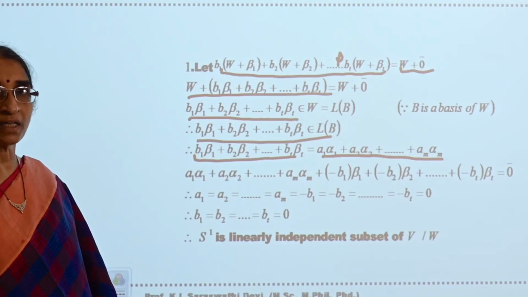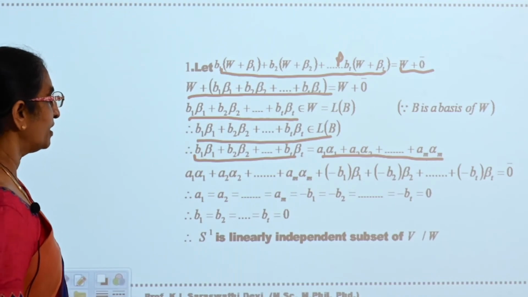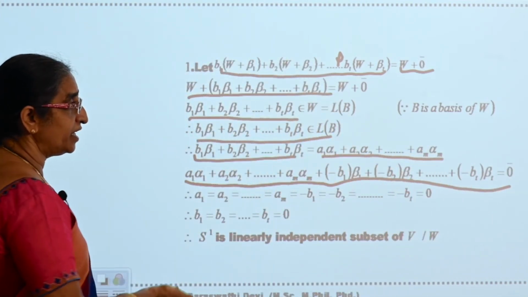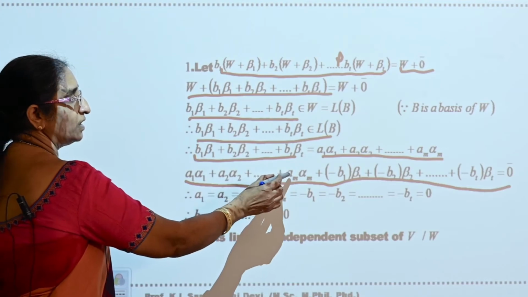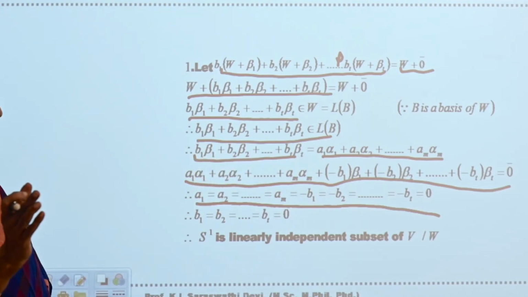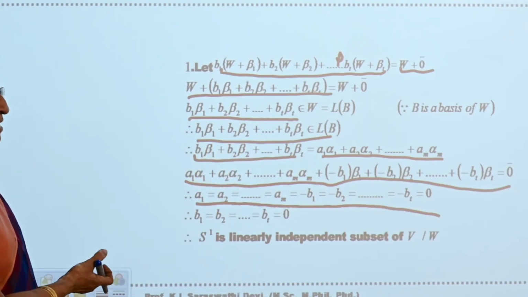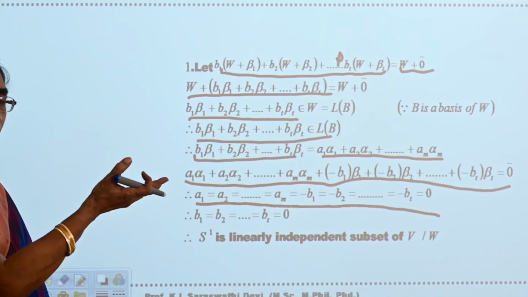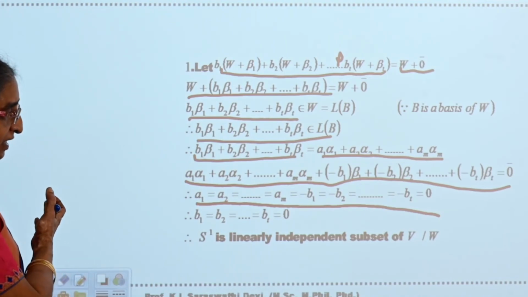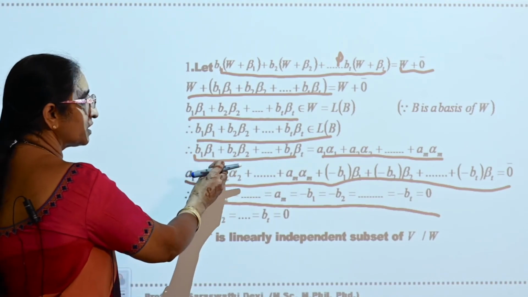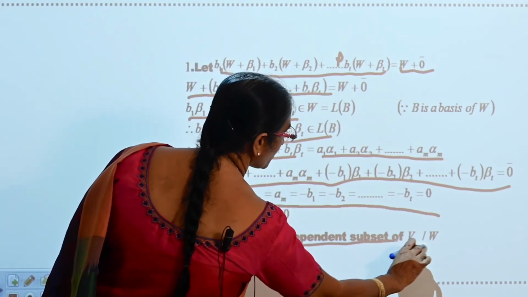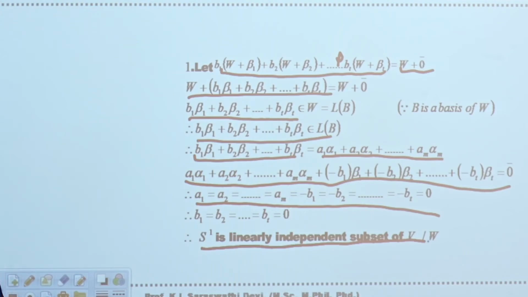They are the basis elements of V. Therefore, their linear combination equal to 0 implies, according to the linearly independent set, all the coefficients existing in that set will be equal to 0. Why? Because alpha 1, alpha 2, alpha m, beta 1, beta 2, beta t belong to the basis set of V. Being a basis set, that set will be linearly independent. Since it is linearly independent, their linear combination equal to 0 implies all the constants existing in that combination are 0. Therefore, b1 is equal to b2 is equal to b t is equal to 0. Therefore, S dash is a linearly independent subset of V by W.